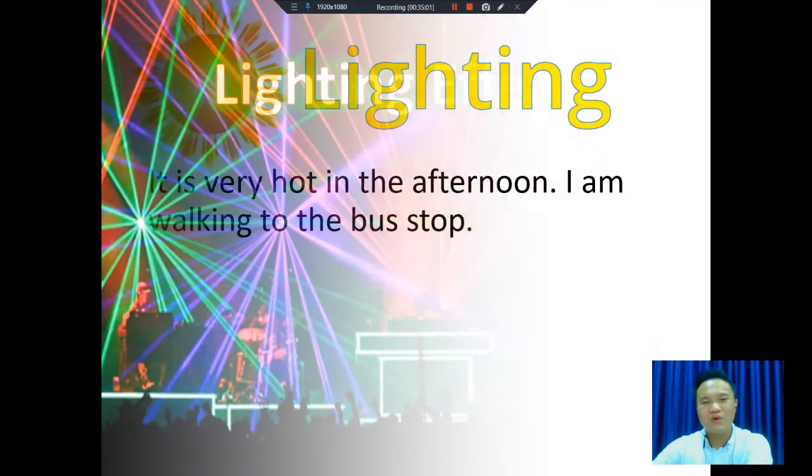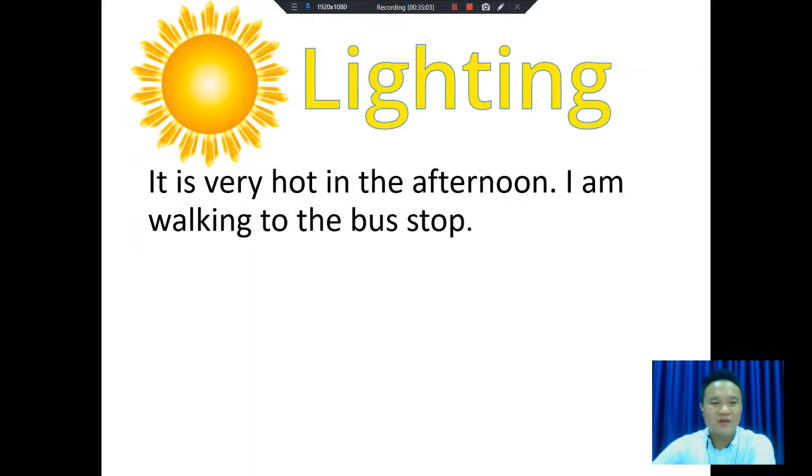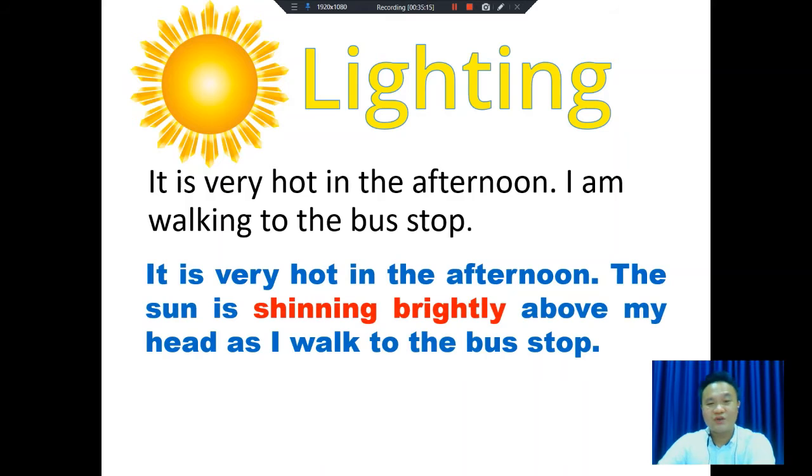Now it focuses more on weather actually. So first example I'll give you, we have to talk about the sun. It is very hot in the afternoon, I'm walking to the bus stop, that's all. Instead of writing this way, we can actually talk about the lighting. The sun is shining brightly above my head, so we know that it's a very sunny afternoon, so it's very hot. It's a small detail, but it sends a huge impact to your reader.